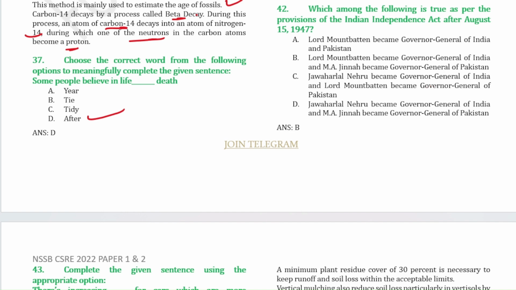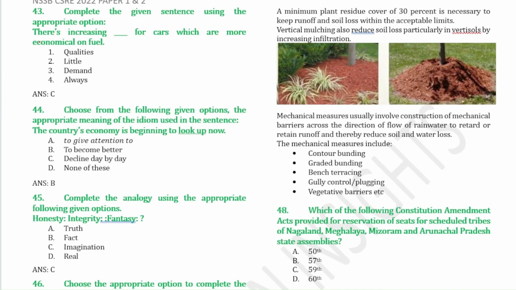So option number D. Question number 43. Complete the given sentence using the appropriate option. So there is increasing dash for cars which are more economical in fuel. So there is increasing demand. This should also be A, B, and C, D.